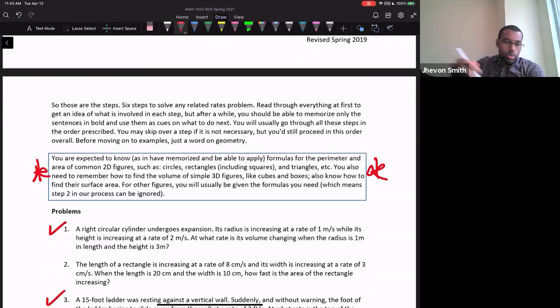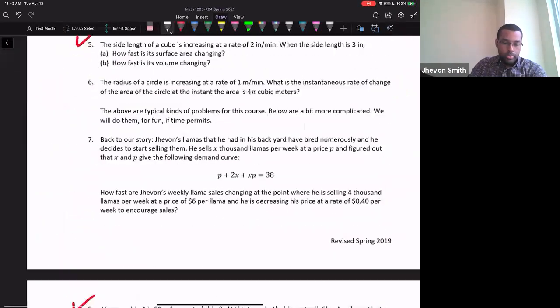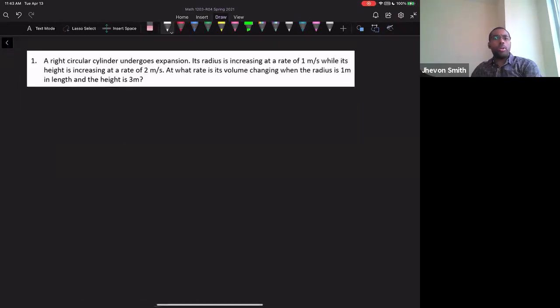All right, so without further ado, let's actually jump into it. Let's see what this looks like. So we're going to move on to problem 1.